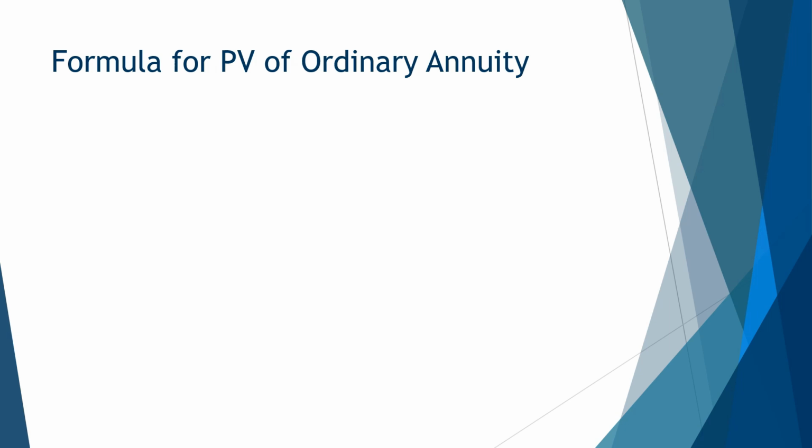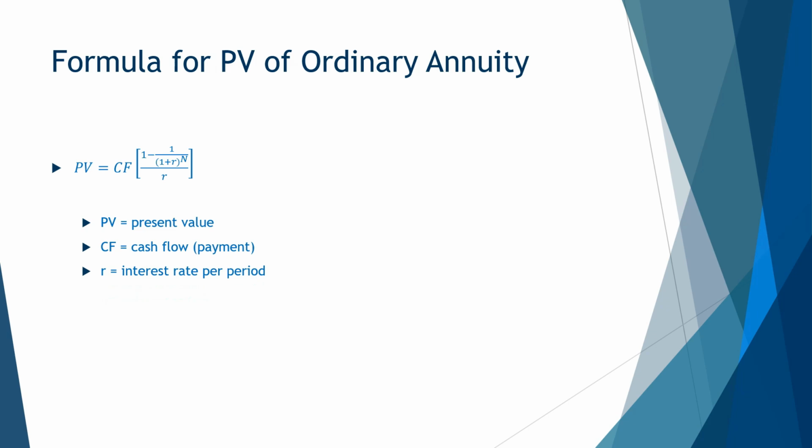So we have a formula that we can use. We don't have to calculate that one at a time. I did that just to show you how we would do it. But here we have a formula that makes things easier. And we plug the variables into this formula. PV equals the present value. CF is the cash flow or the payment. R is the interest rate. And N is the number of periods.